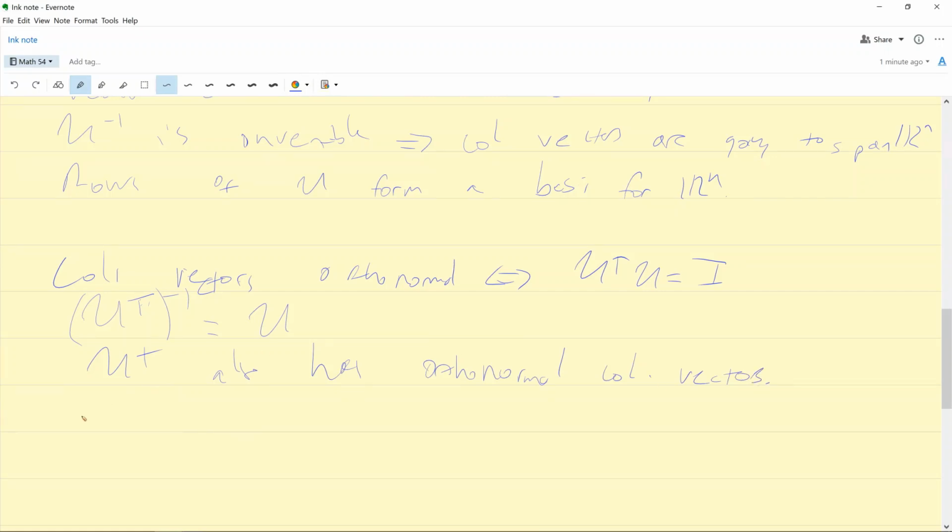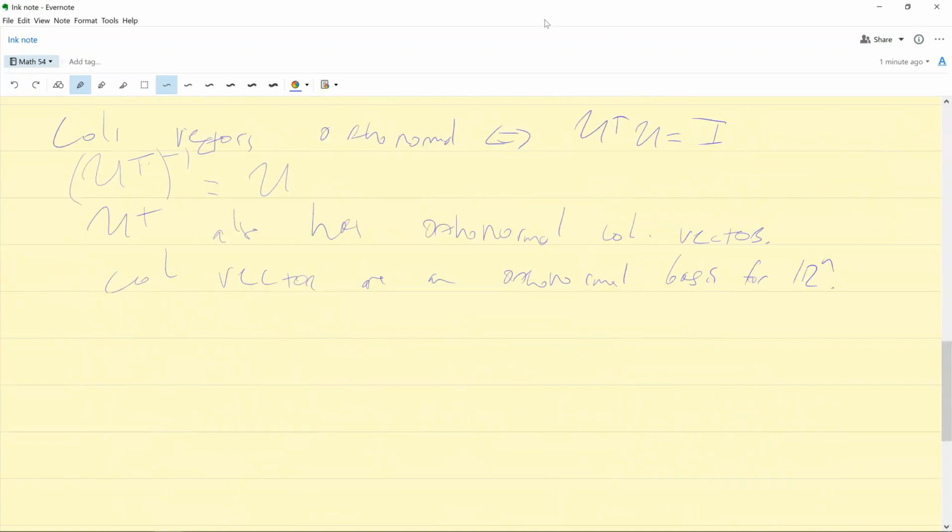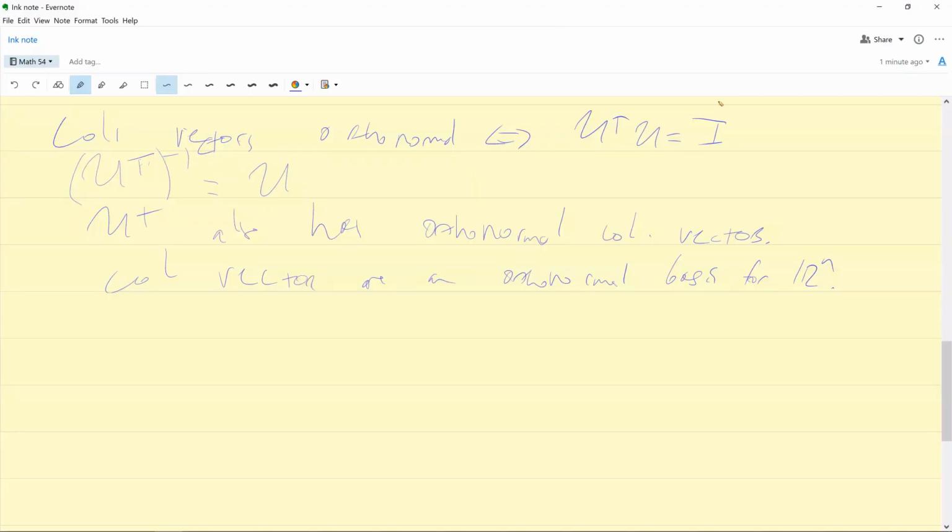Which means that, in fact, the column vectors are an orthonormal basis for Rn. So the last problem I'm going to do for this section is 29. This is now about the composition or multiplication of orthogonal matrices.